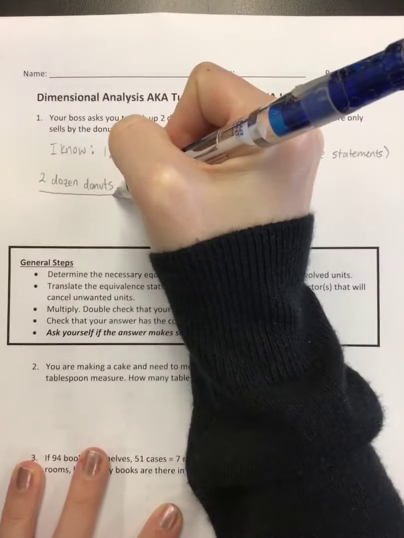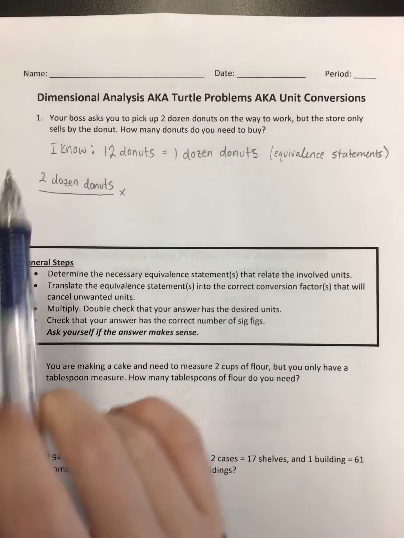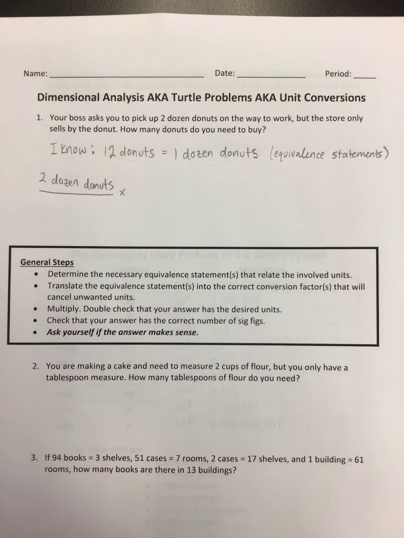But I want to convert this unit into something else. Okay? I want to convert dozen donuts into just plain donuts. And how do I do that? Well, I do it with unit cancellation.